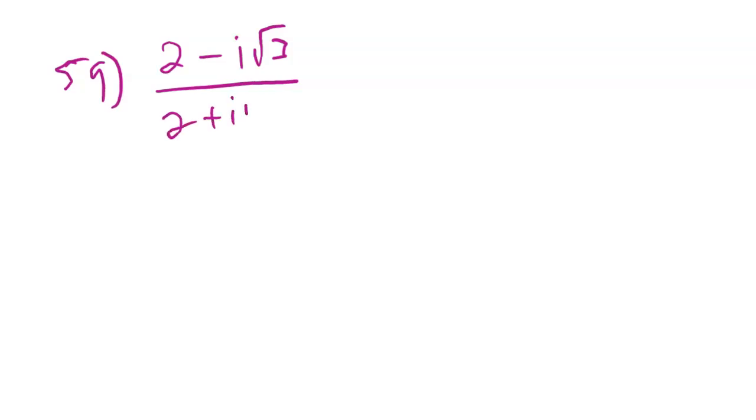59. I only have a few minutes left. Let's see if we can finish this. So I got 2 minus i squared of 3 over 2 plus i squared of 3.